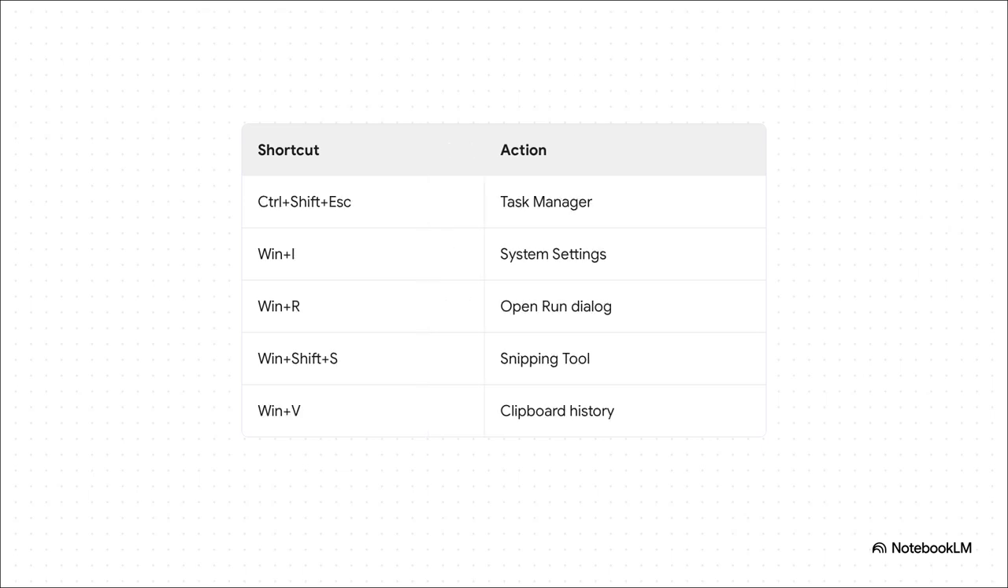But a true power user knows exactly how to command the system's deeper tools. When your system freezes up, hitting Control plus Shift plus Escape summons the task manager instantly, bypassing all those clunky menus. Need to address your display or network? Windows key plus I opens your system settings. Windows key plus R opens the run dialog. If you need a screenshot incredibly fast, Windows plus Shift plus S activates the snipping tool. And here is one of the best kept secrets for sure. Windows key plus V opens your clipboard history, letting you see everything you've copied recently, not just the very last item. It's a total game changer.